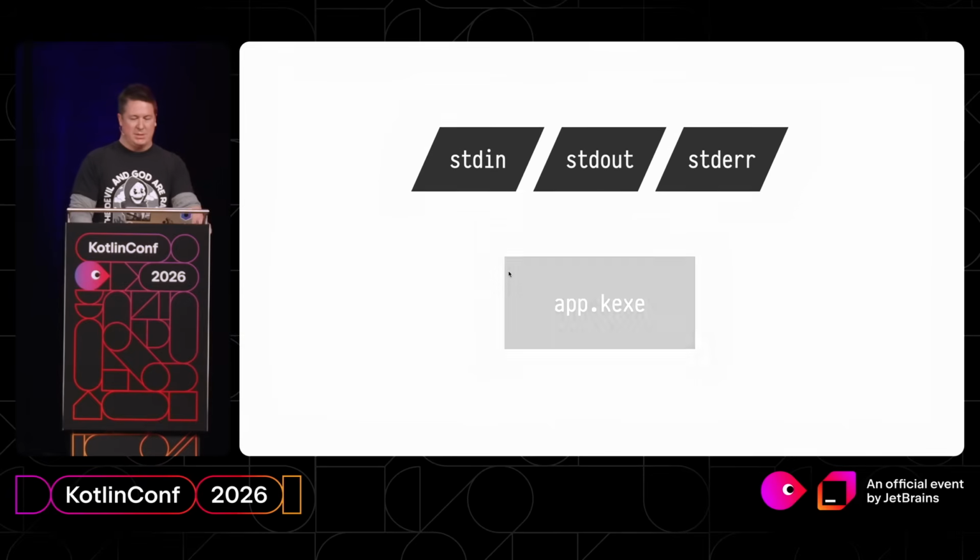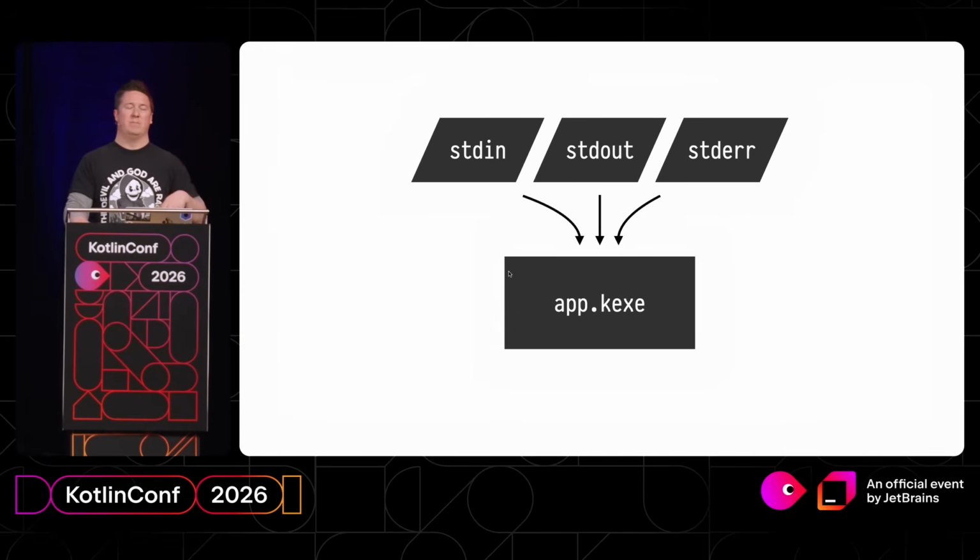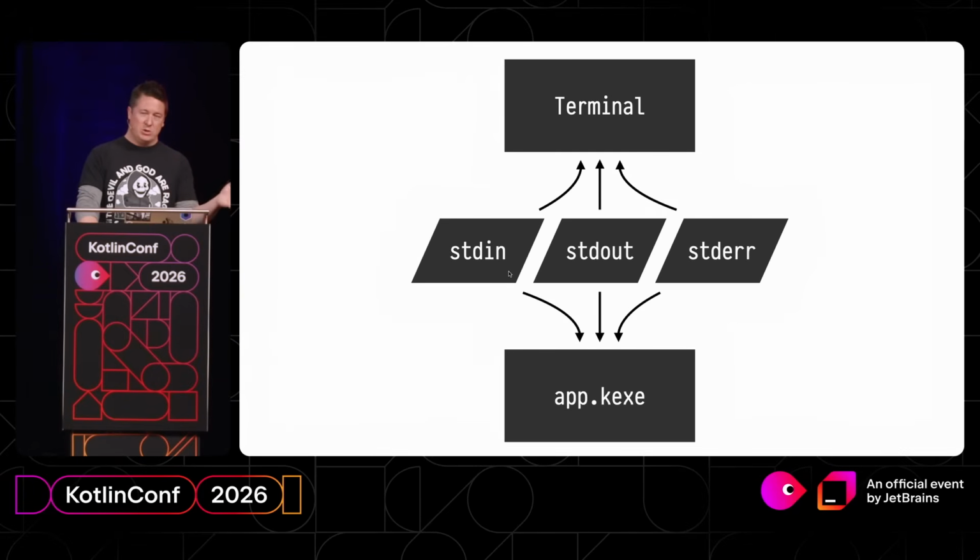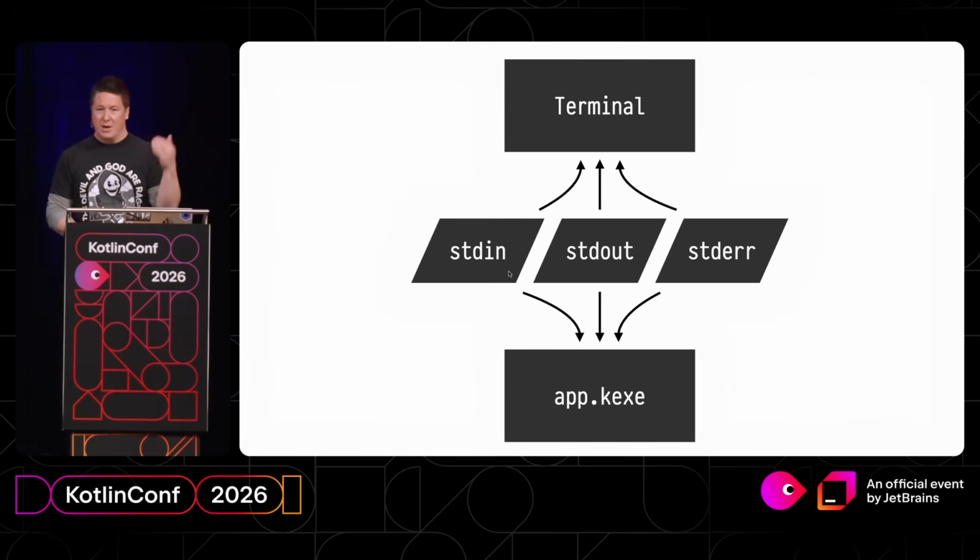And so our process was essentially handed these from the person who created it, which in our case was the shell that I'm running. It's responsible for setting up where they point. And usually, by default, it's going to be pointing towards that terminal. And so the things that I write to standard out or to standard error will be displayed in the terminal, and the things that I type on my keyboard into the terminal will get routed through into standard in.